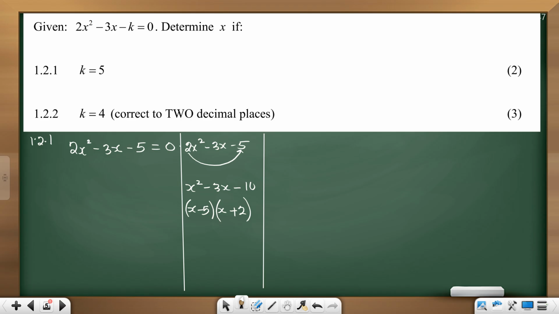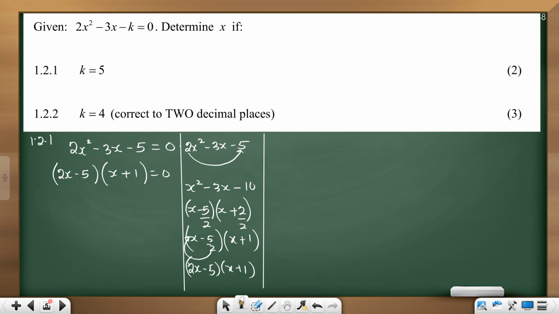Now look at what I did. I multiplied by 2 first, so I'll come back here and divide by 2. If you don't like this method, just find a method that works. Now this is x minus 5 over 2. I'm simplifying. But I won't leave my answer like this. You see this 2? I'm going to bring it here, so it becomes 2x minus 5. Now that's what I'm going to write here. That's where the mark is. 2x minus 5, x plus 1.